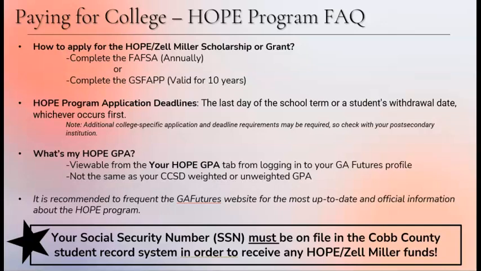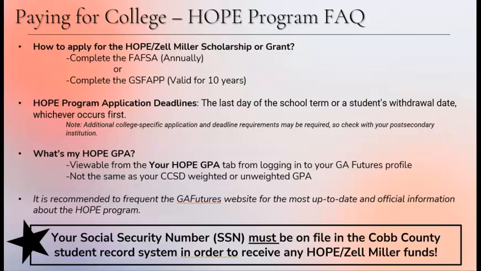And y'all, please note, you will not be able to see your HOPE GPA or receive any state funding from the HOPE program without having your social security number on file here with us in our Cobb County Student Record System. So what does that mean for you? Simply bring in your social security card to the counseling office where we can input your social security number into our computer database that is then pulled by the Georgia Student Finance Commission.